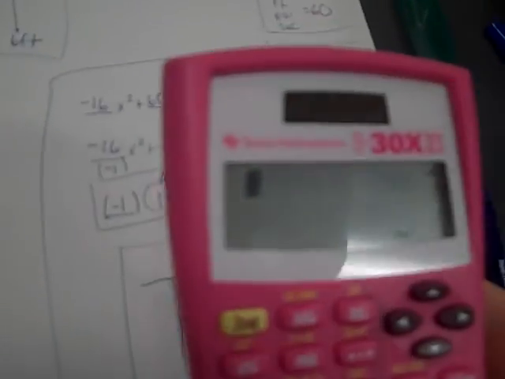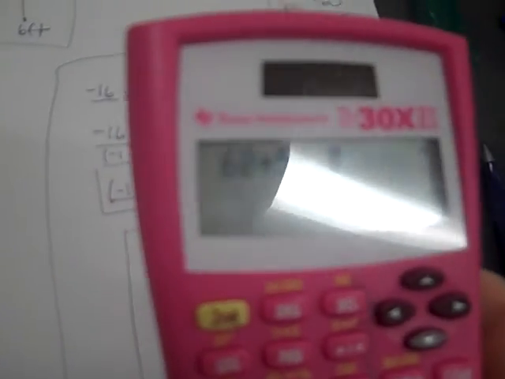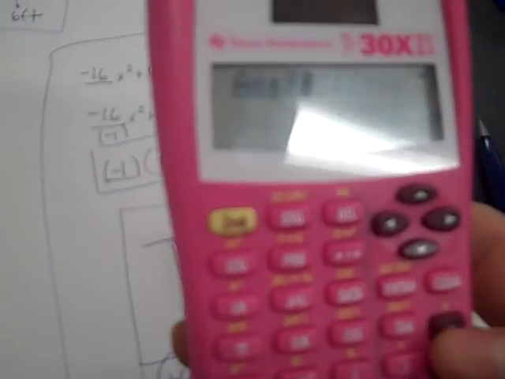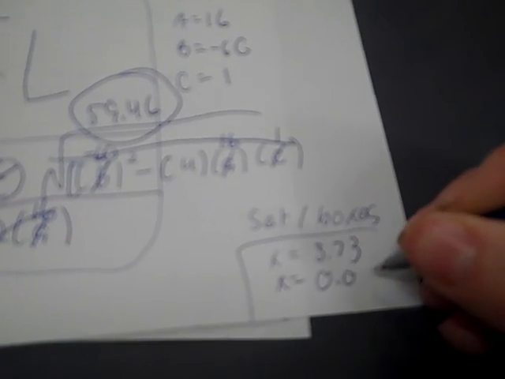Circle it. And now we proceed. We take 60 plus 59.46. Remember to click equals and divide it by 32, 3.73. And then I go, the plus is done. Now I go to the minus. 60 minus 59.46 divided by 32, 0.01. So 3.73 would be the answer I'd go with.